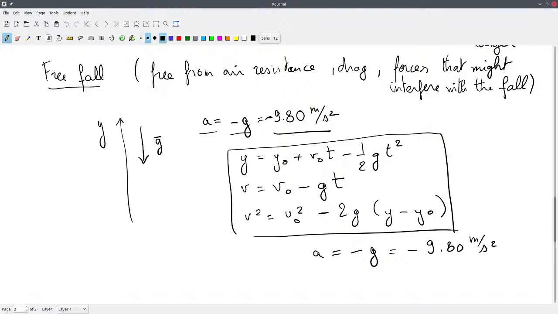Keep in mind, g as a symbol is a positive quantity, so the minus sign is already separate. g is 9.80 meters per second squared. The acceleration is minus 9.80 meters per second squared.